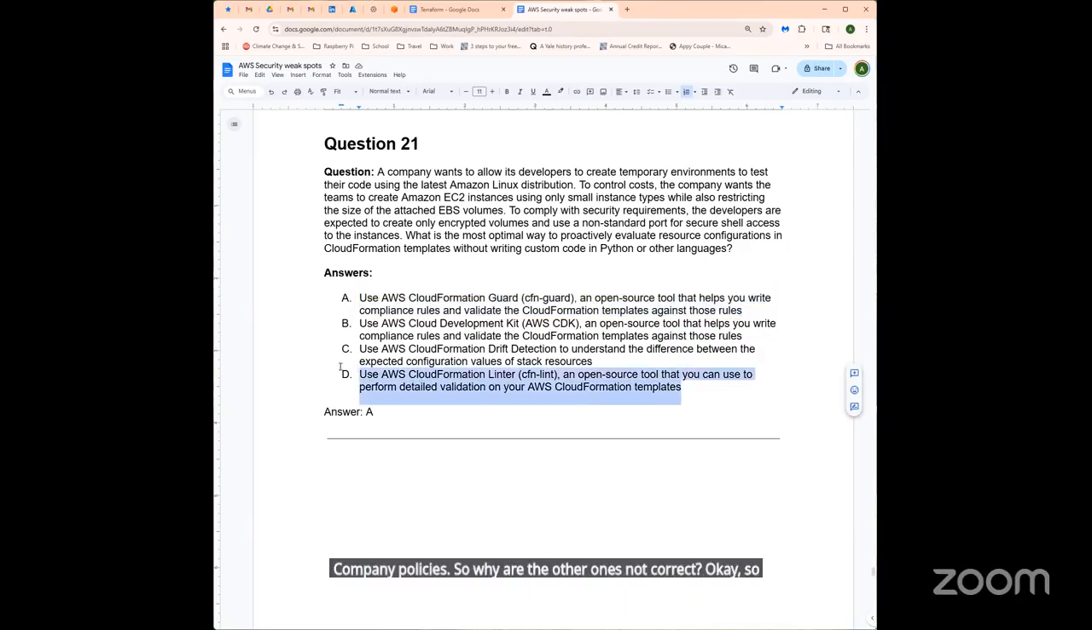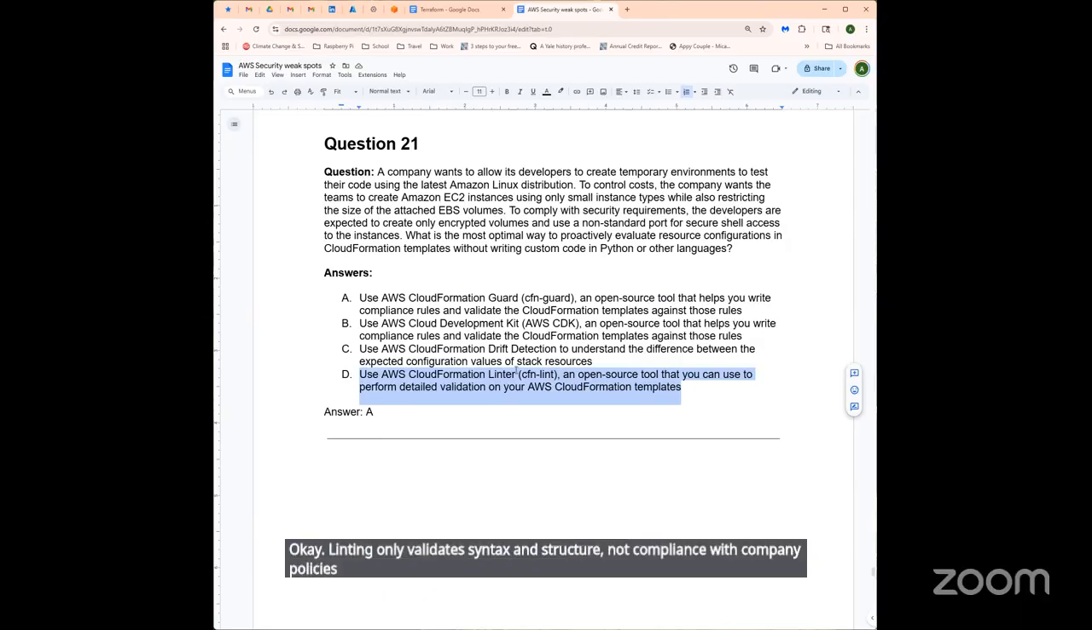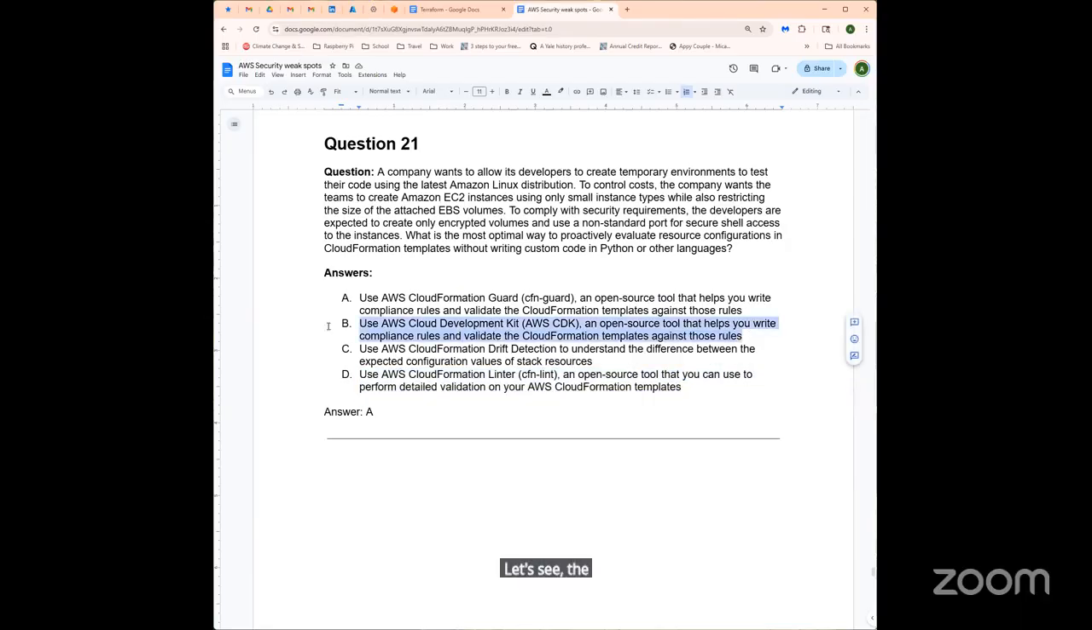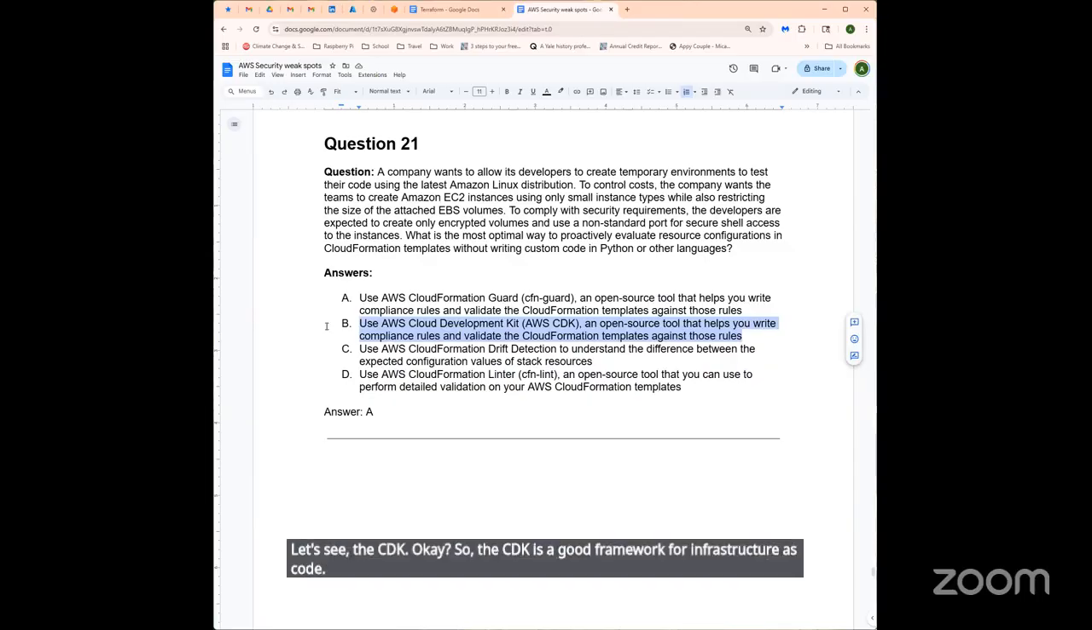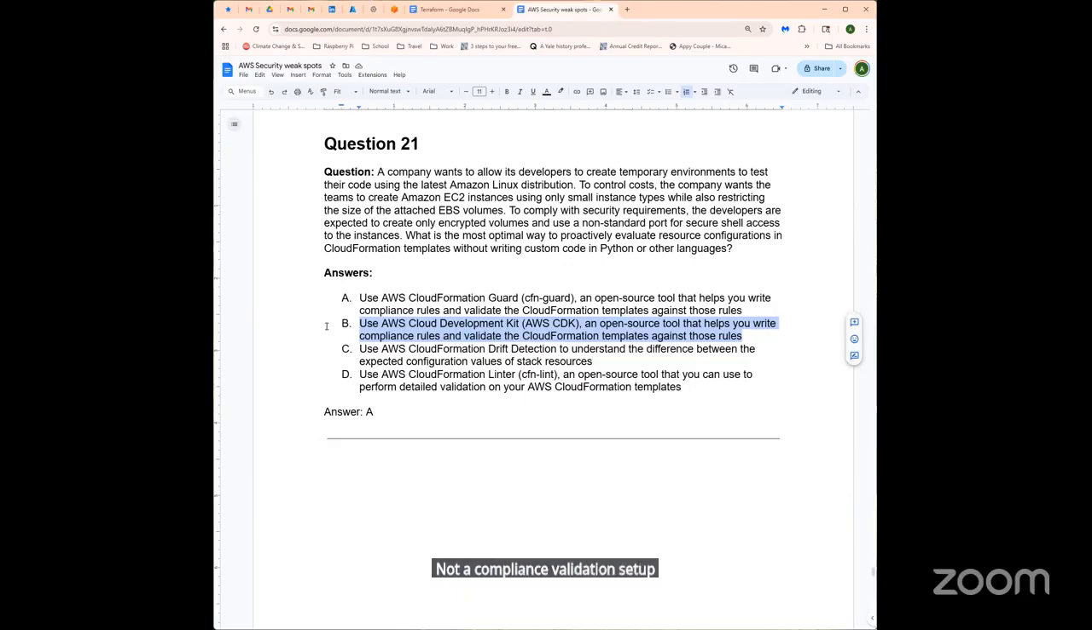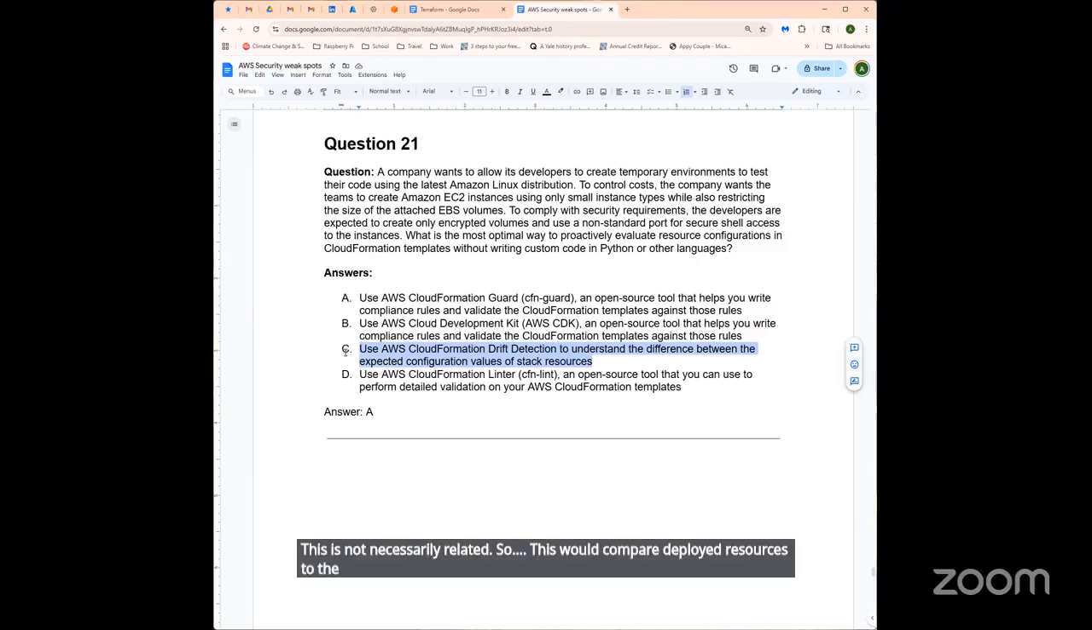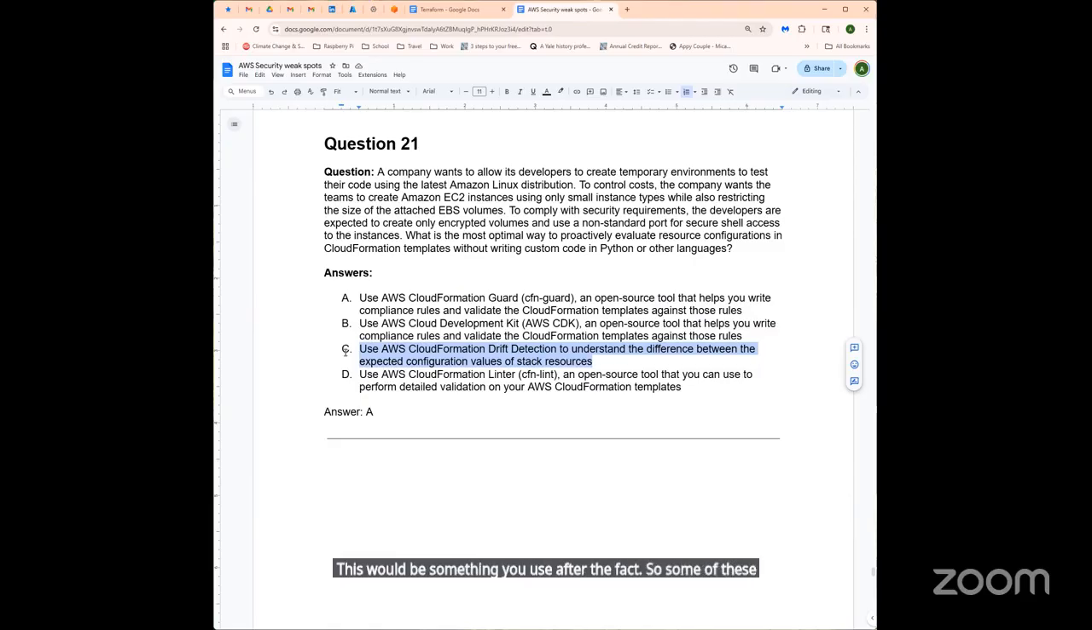Okay, so CFN lint. Okay, linting only validates syntax and structure, not compliance with company policies. Let's see, the CDK. Okay, so the CDK is a good framework for infrastructure as code, not a compliance validation setup. And then drift detection. Okay, this is not necessarily related. So this would compare deployed resources to the templates, not proactive template validation. This would be something you use after the fact. So some of these are generally related, but they're not answering the question specifically.